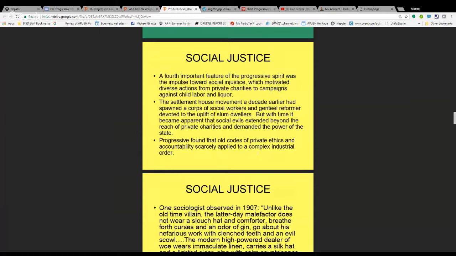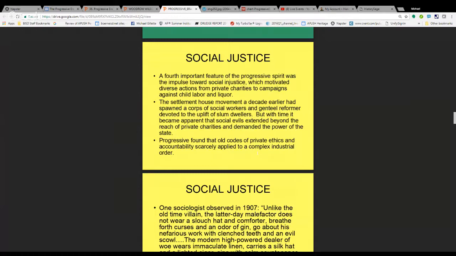Which motivated diverse actions from private charities to campaigns against child labor and liquor. The Settlement House movement a decade earlier had spawned a core of social workers and genteel reformers devoted to the uplift of slum dwellers. But with time, it became apparent that social evils extended beyond the reach of private charities and demanded the power of the state.